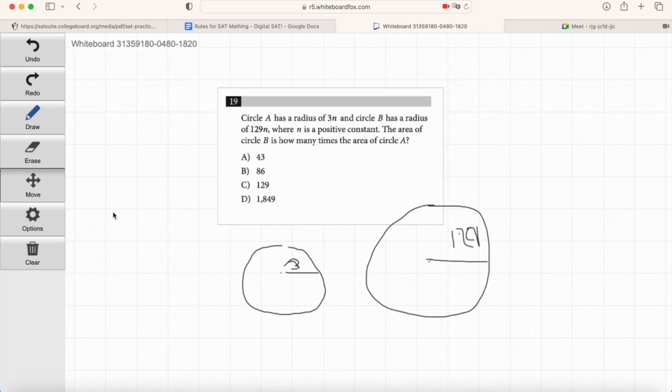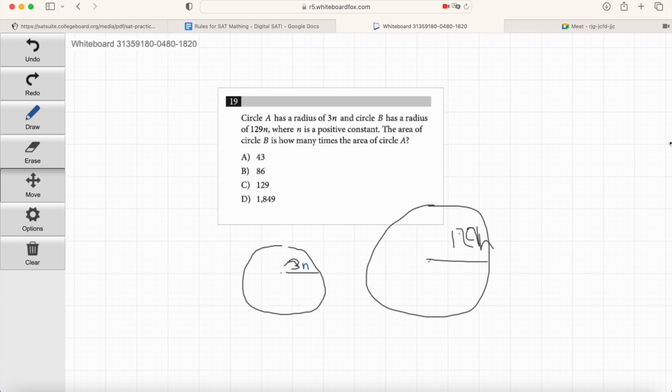All right, there we go. All right, so we've got a couple circles here. Now notice, the first circle, the radius is 3n. So I'm just going to add a little n there. Oh, and the other one is 129n. Now, if these were drawn to scale, the 129n one would be a lot bigger. You know what I'm saying?